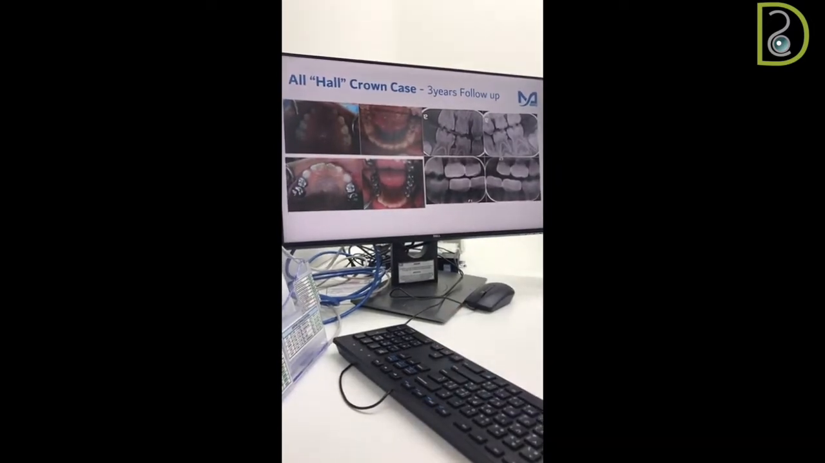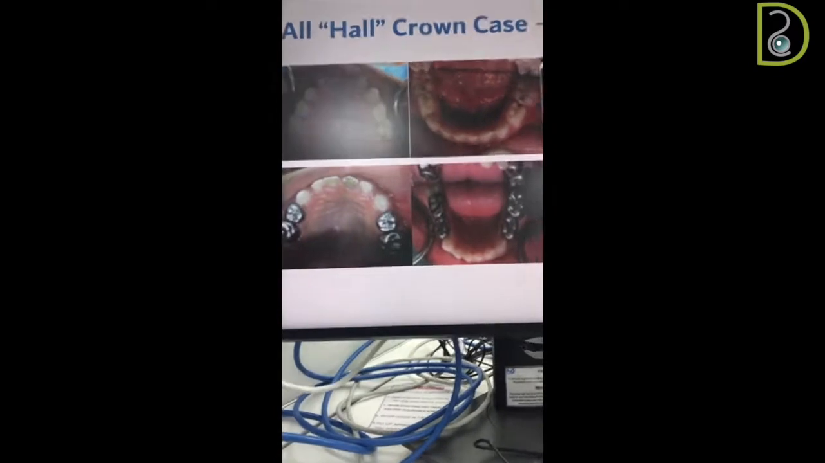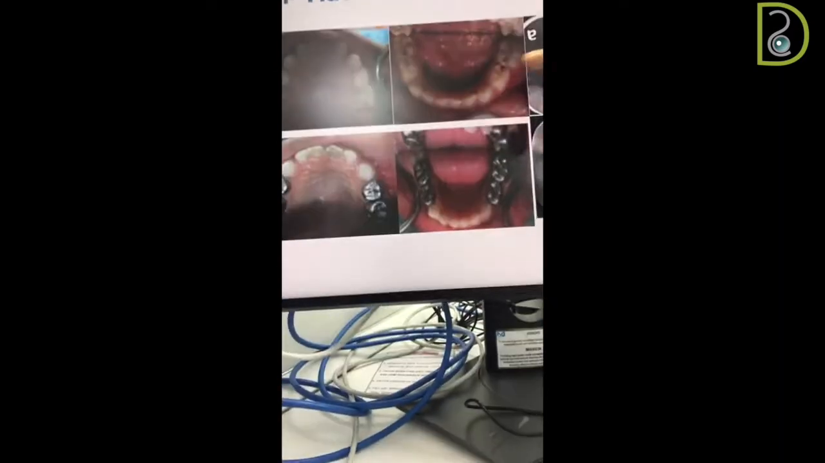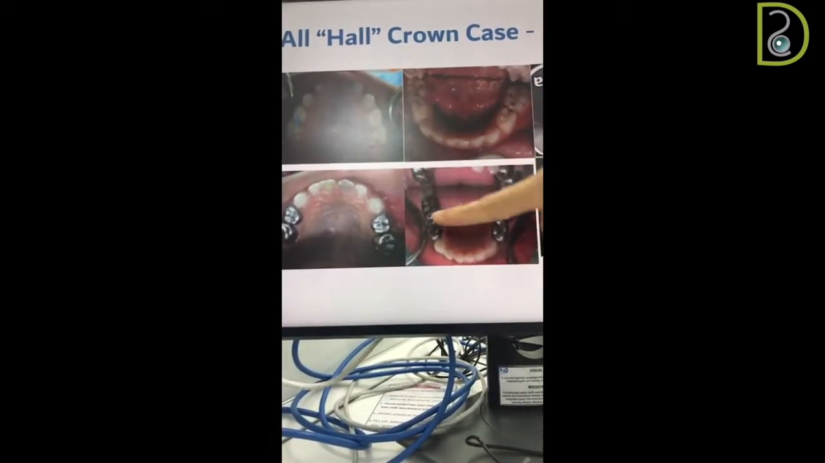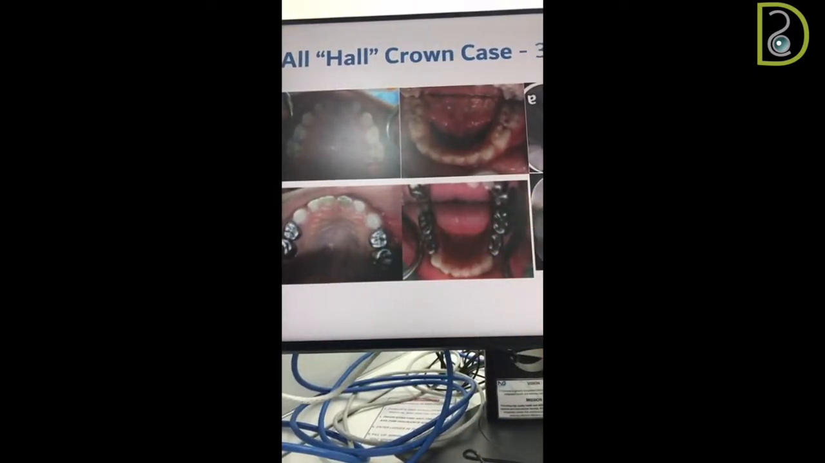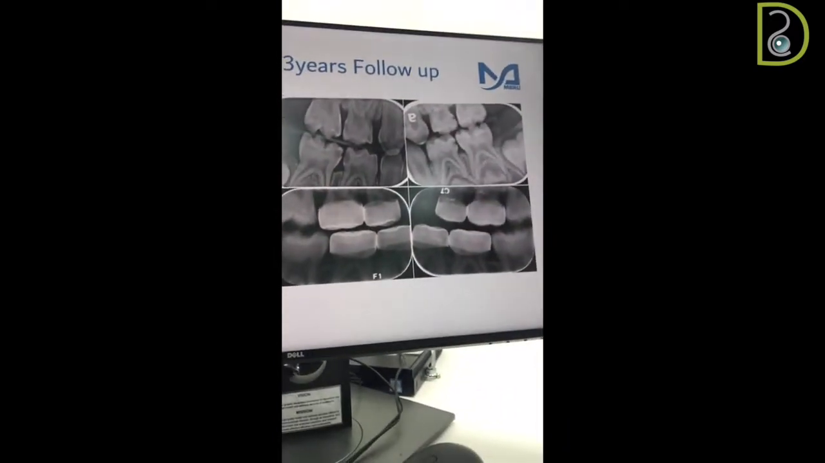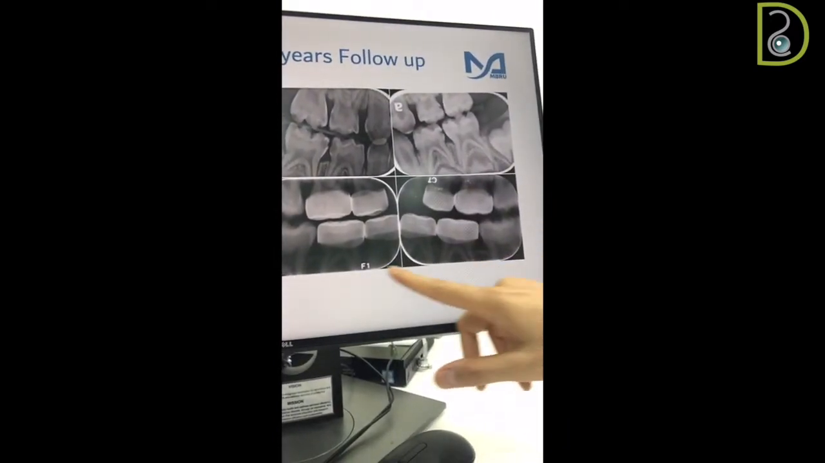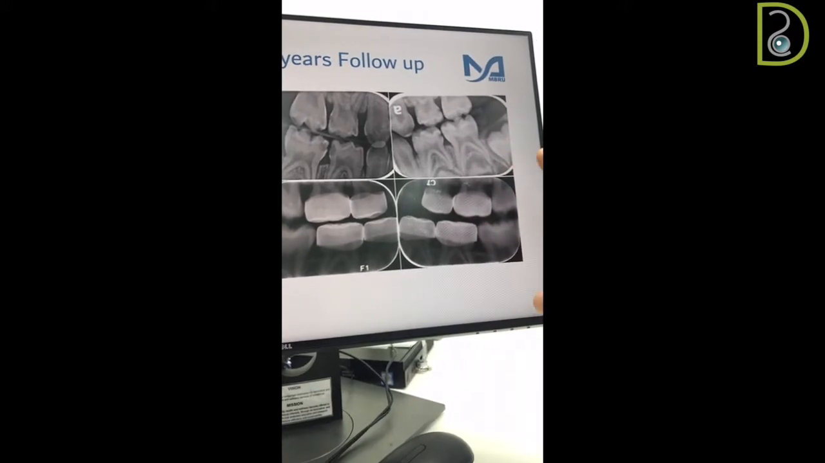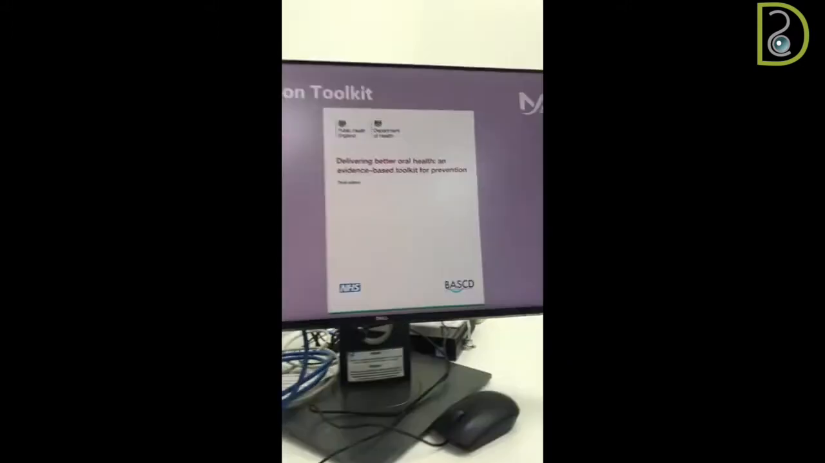So this is a Hall crown with three years follow-up. This is a case that I showed you initially. Initially, the patient came with cavitated lesions. We placed the separators, we placed the Hall crowns on all the teeth, and here you can see after three years, teeth are intact, crowns are intact, no furcation involvement, no abscess, no pain. The patient is happy, and we are happy.